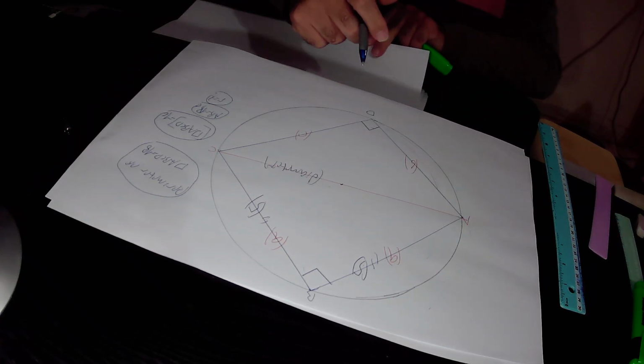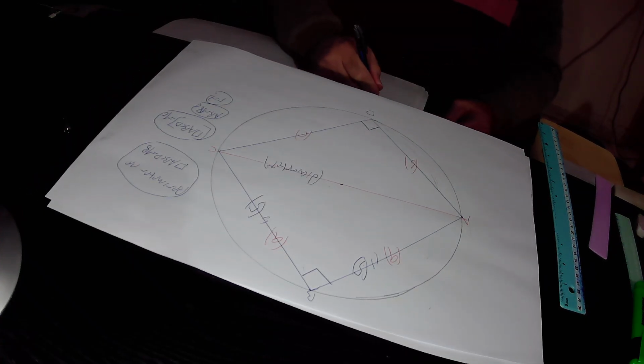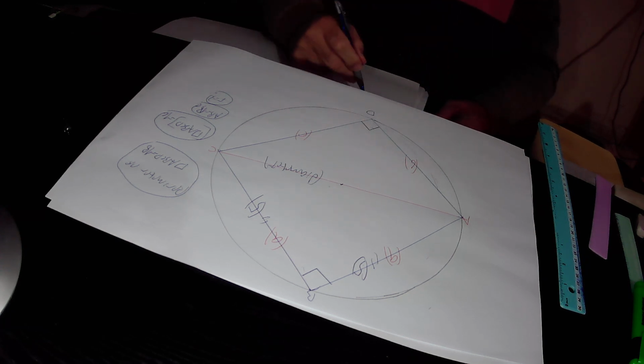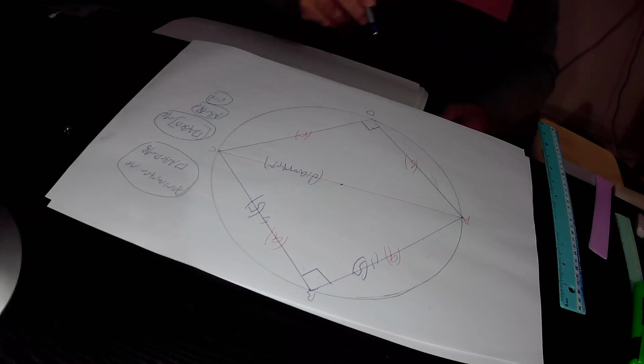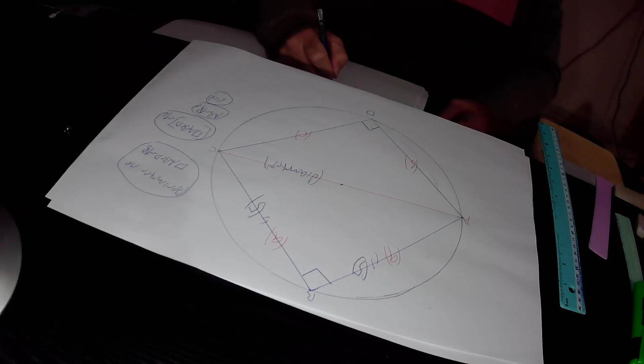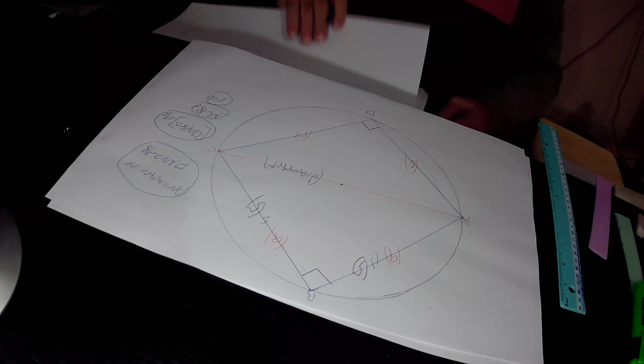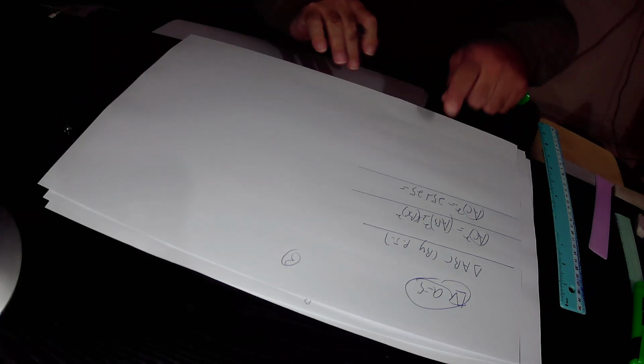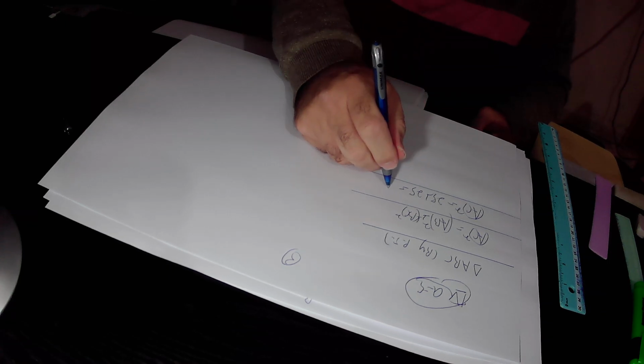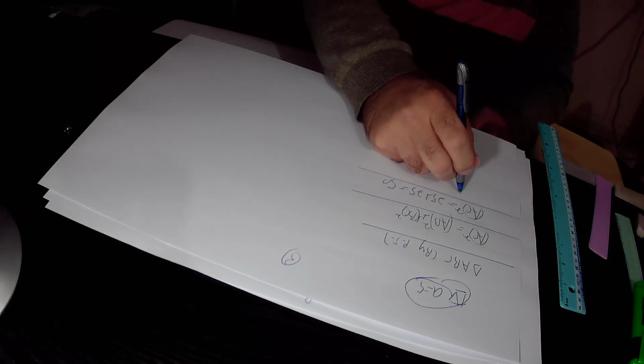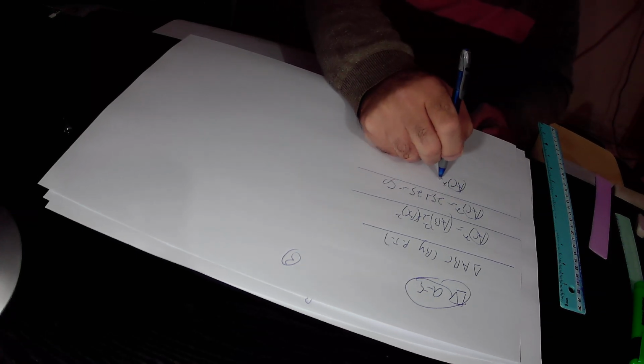AC is the missing side, so AC squared equals AB squared. AB is 5, therefore AB squared is 5 squared, that is 25. Plus BC squared. BC is also 5, so BC squared is 5 squared, that is 25. So in total, we find that AC squared equals 25 plus 25, that is 50. So AC squared equals 50.